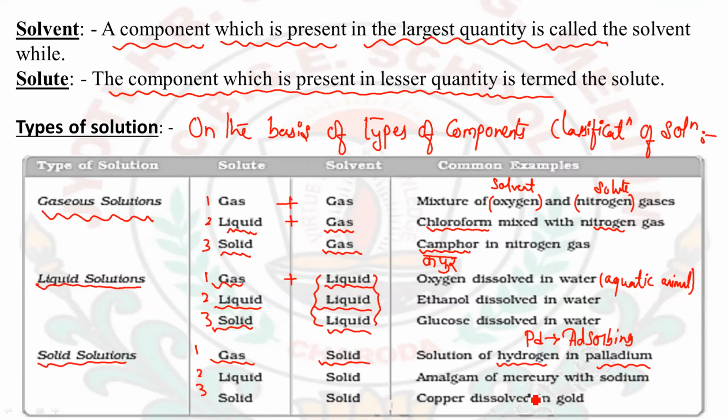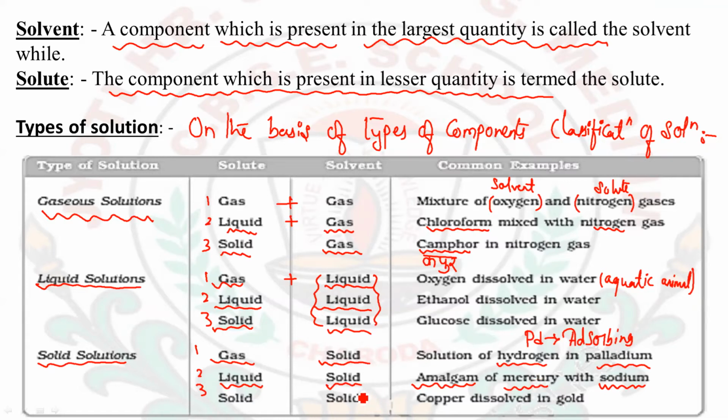Next is the solid as solvent and liquid as solute. For this, amalgam is one of the great examples. Here when amalgam of mercury is taken with sodium, sodium is a solid here. It is making a solution with the mercury amalgam here. So these are very good examples for your liquid as solute and solid as solvent.